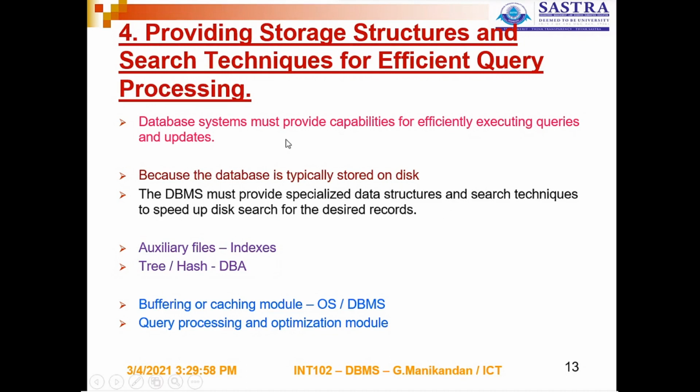So for a given database, what your database management system is going to do is create some auxiliary files. We are going to refer to these auxiliary files as an index. So for each table, you are going to have an index file. And for each and every record, you will be having one entry inside the index file.